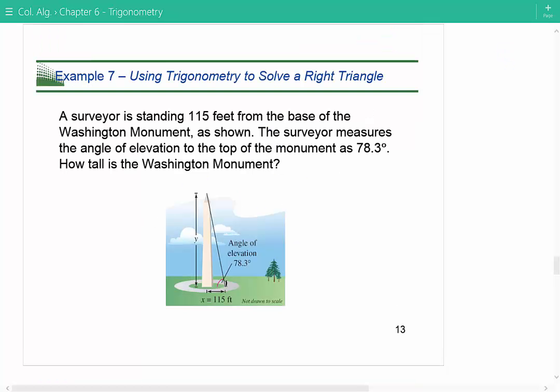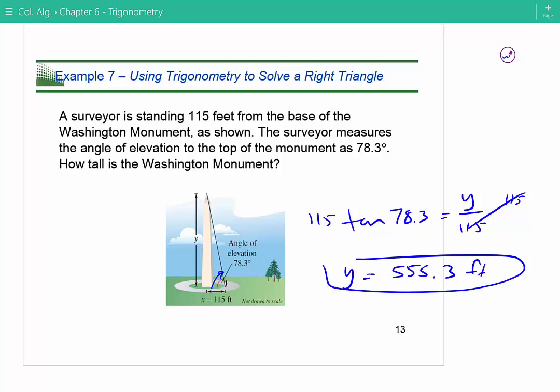So if we're doing an application problem like this and we're standing 115 feet from something, we're looking up through an angle of 78.3 for an angle of elevation, we can find the opposite side right there by doing tangent of this 78.3 equals opposite over adjacent. When we multiply both sides by 115, that gives us what we're looking for, y, which is about 555.3 feet.